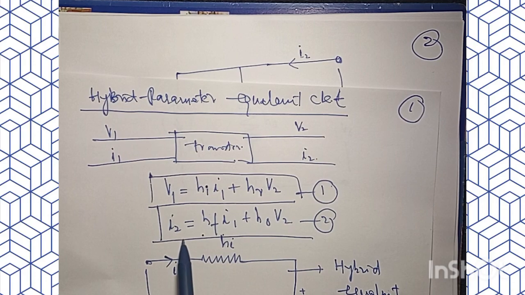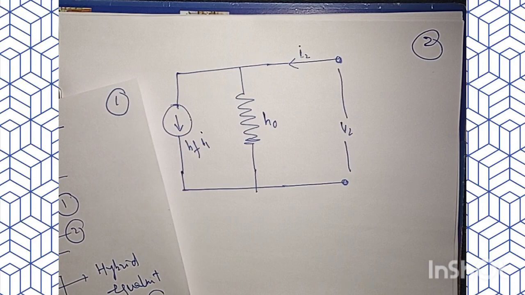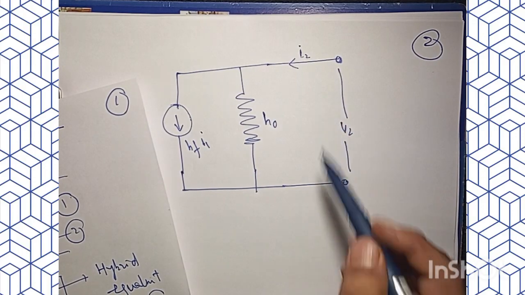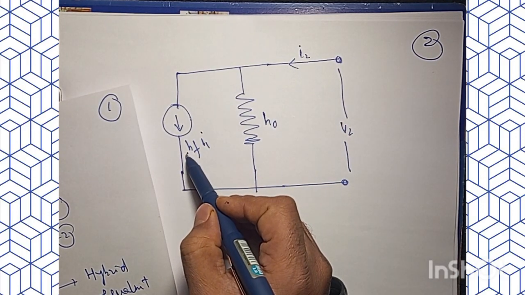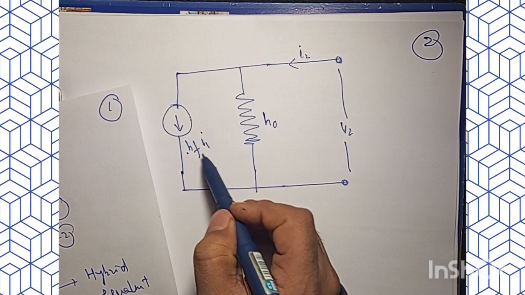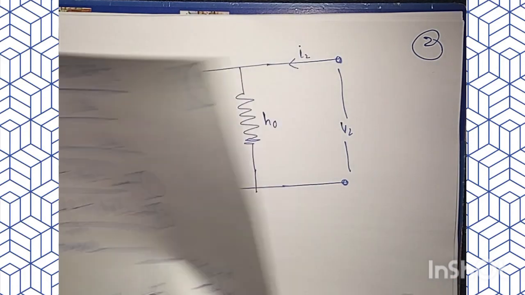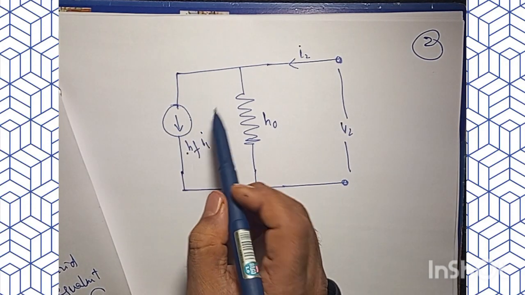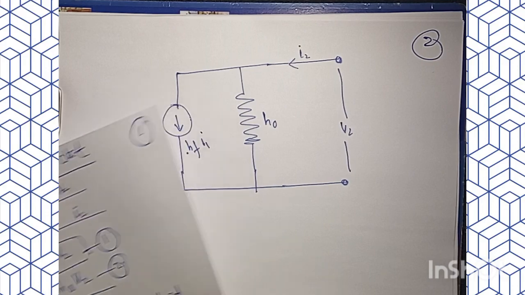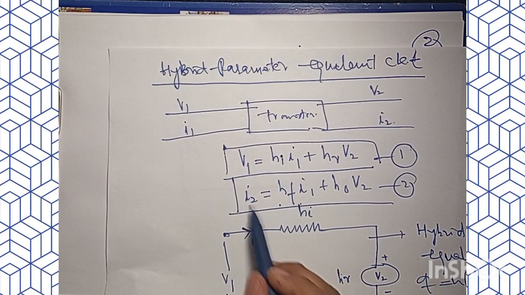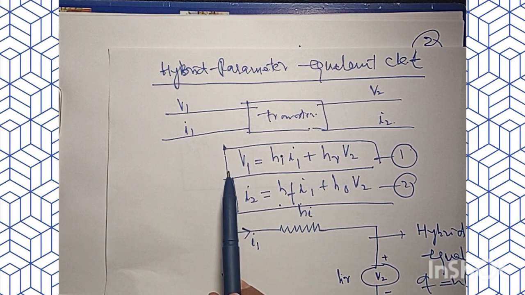So I2 is the sum of two currents: the current through the admittance, which is due to the voltage V2, and the current H_F I1, which is transferred from the input into the output. This is represented by this equivalent circuit. So this is an equivalent circuit for the equation of I2, and the other is the equivalent circuit for the voltage equation V1.